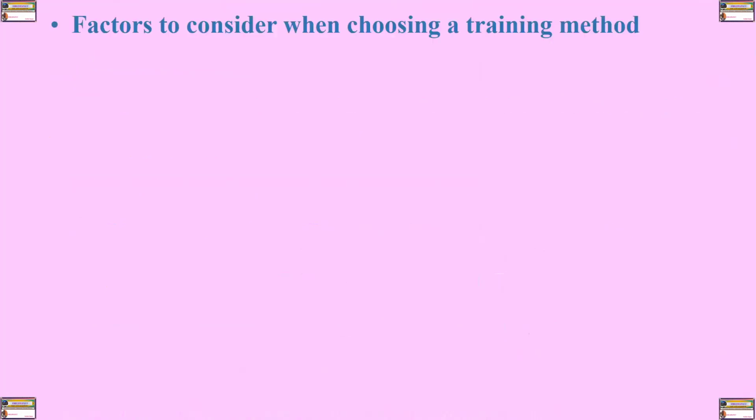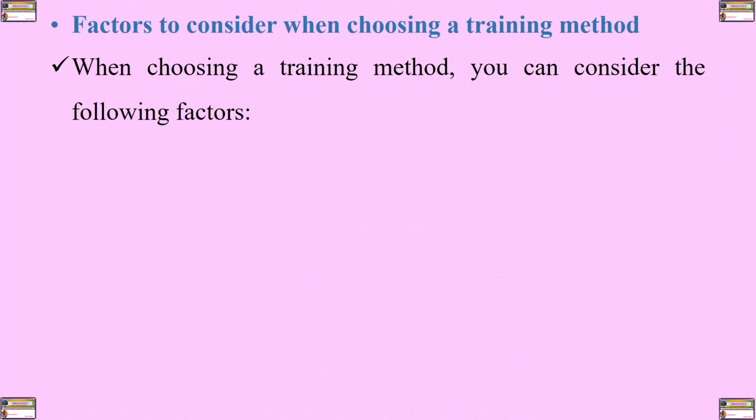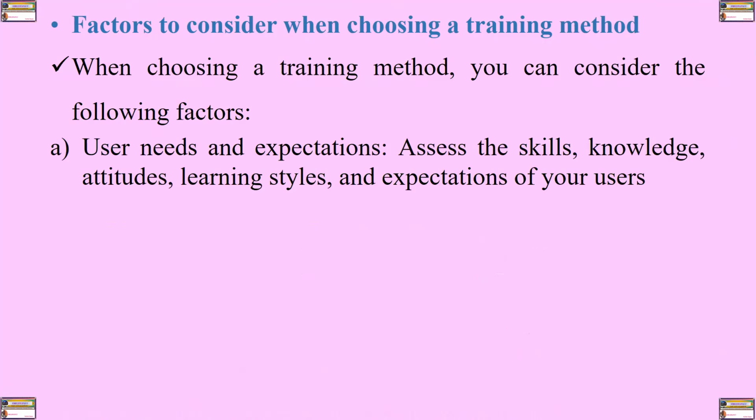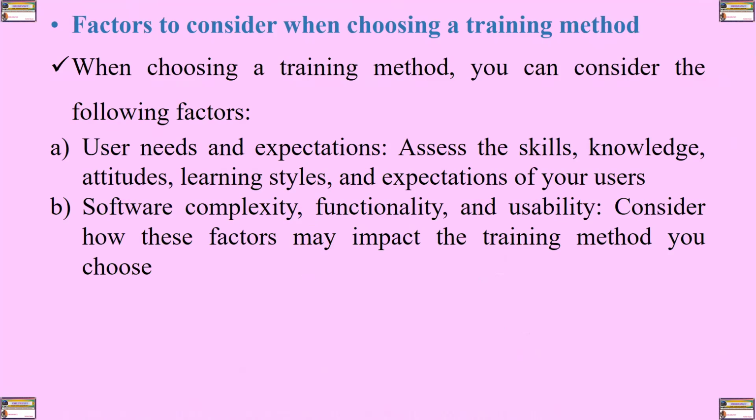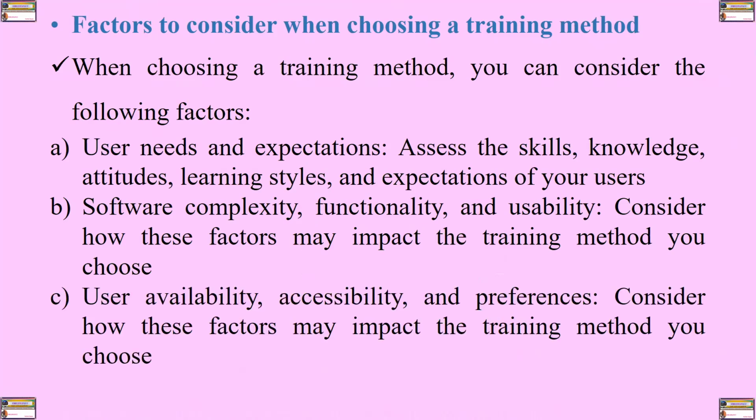So what are some of the factors to consider when choosing a training method? When choosing a training method, you can consider the following factors. Number one is user needs and expectations. Assess the skills, knowledge, and attitudes, the learning styles and expectations of your users. Software complexity, functionality, and usability. Consider how these factors may impact the training method that we're going to choose.